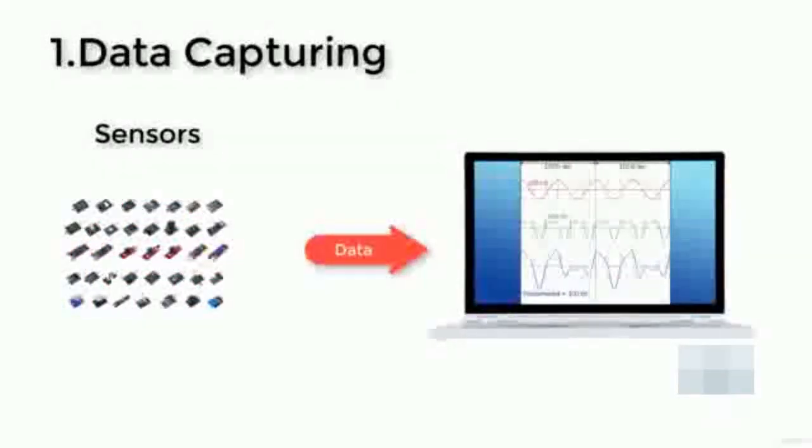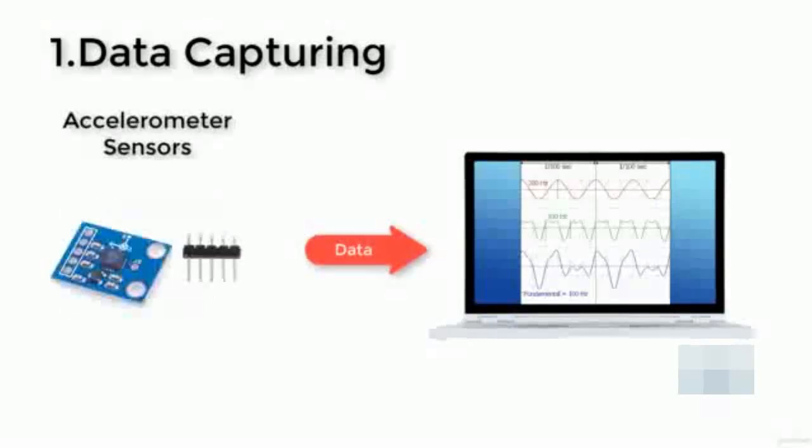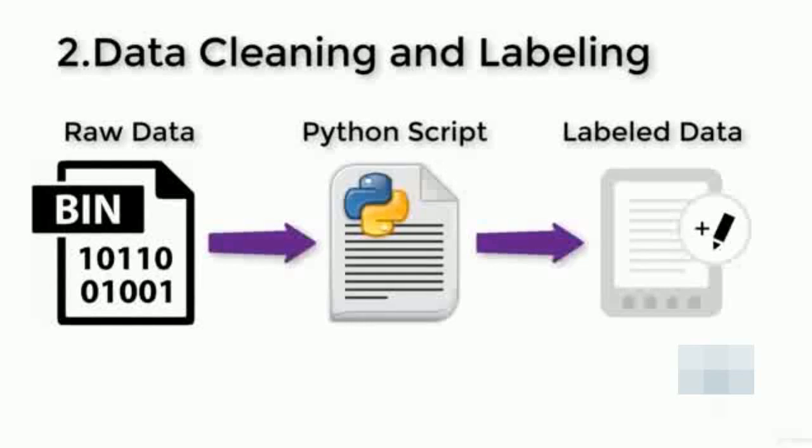In the data capturing step, we capture the environmental data via sensors. This data is used to train the neural network. It can be data captured from sensors placed to monitor any physical parameter like acceleration, temperature, sound, and visual scene, depending on the application. In our case, we will capture the acceleration data via an accelerometer sensor. The next step is data cleaning and data labeling. Usually in the first step, we capture the raw data.